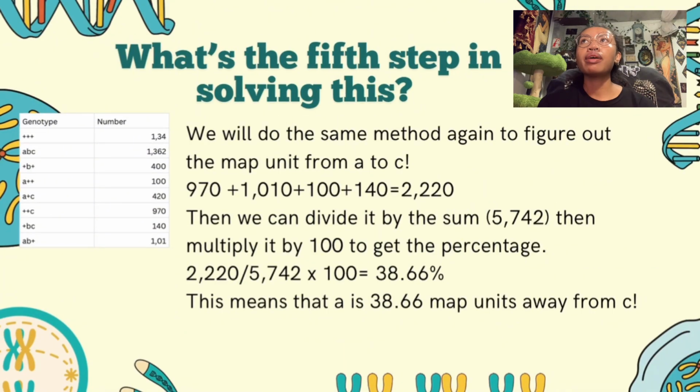We will do the same method again to figure out the map unit from A to C. So for this part of the problem, it'll be 970 plus 1,110 plus 100 plus 140, which equals 2,220. Then we can divide it by the sum, which was 5,742, and multiply it by 100 to get the percentage. For this one, it'll be 38.66%, which means that there is a 38.66 map unit distance between C and A.